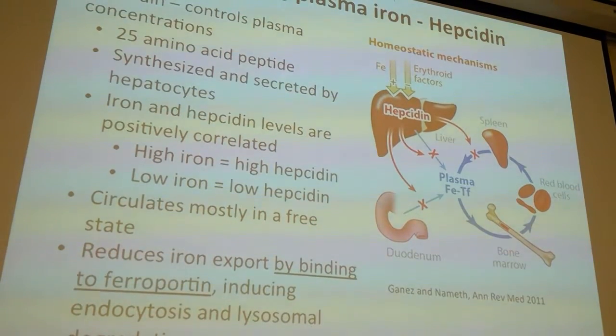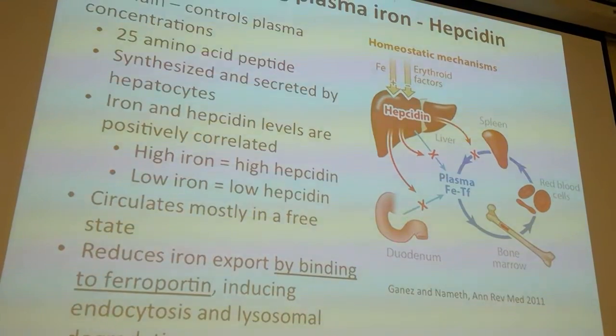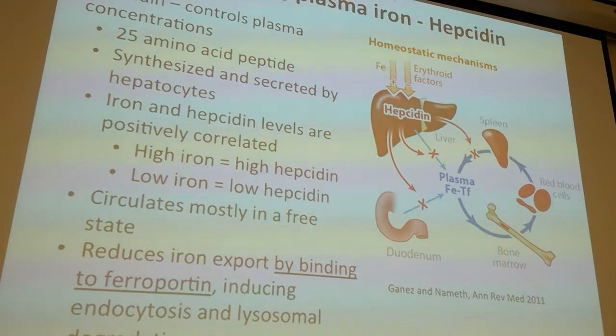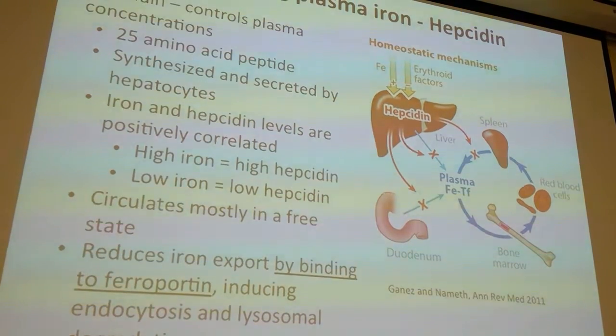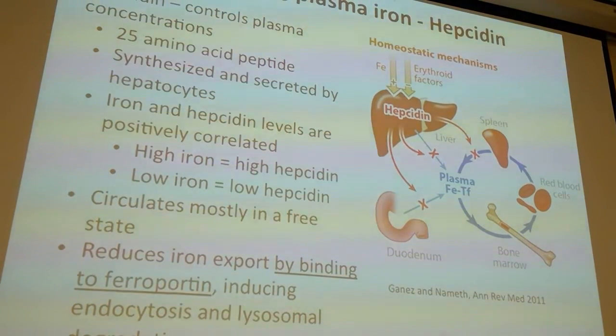So it directly affects the transporter on the basolateral side of the enterocyte that transports iron out into the plasma. It binds to ferroportin and induces its endocytosis and lysosomal degradation. If you have high iron in the plasma, you're going to have high hepcidin release. It's going to bind to ferroportin, downregulate that transporter, and decrease iron transport into the plasma. If you have low iron in the plasma, you have low hepcidin, you have increased transporter.